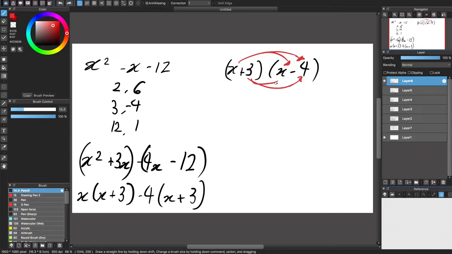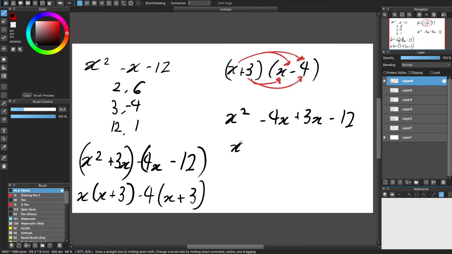Alright. So let's go. x times x is x squared. x times negative 4 is negative 4x. 3 times x is 3x, so that's a plus 3x. And then 3 times negative 4 is negative 12. And hey, we've got something similar to here. Let's add these together.